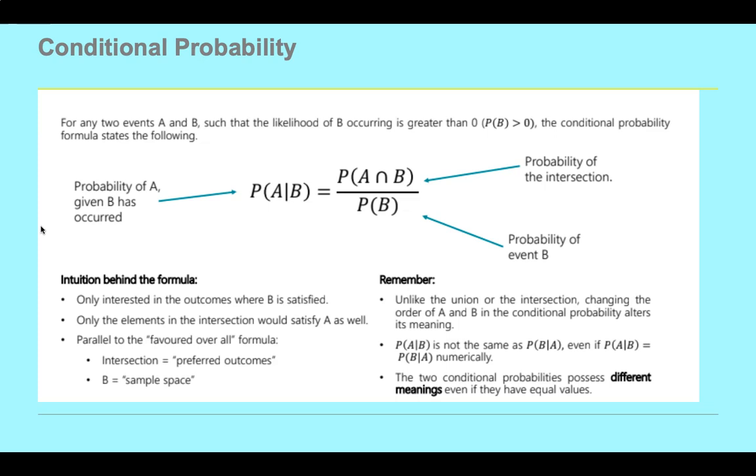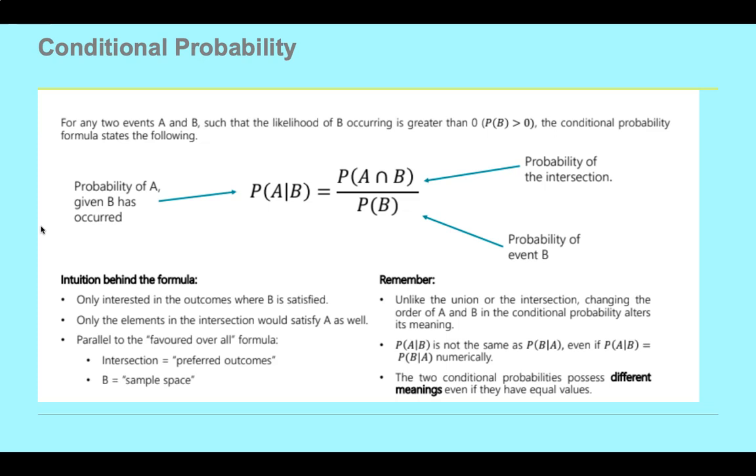The intuition behind the formula is that only the outcomes where B is satisfied are considered. Only the elements in the intersection would satisfy A as well, and this is parallel to the overall favored-outcomes formula: the intersection is the preferred outcomes, and B is the sample space.